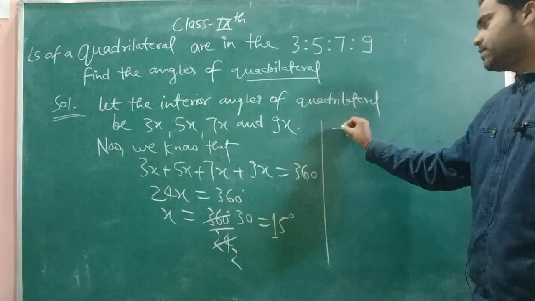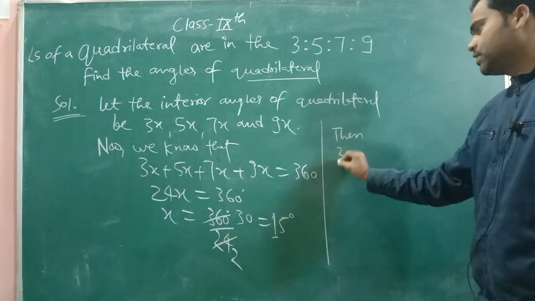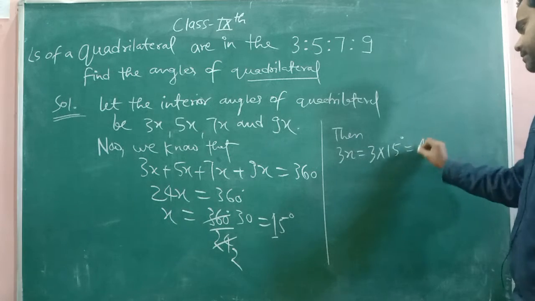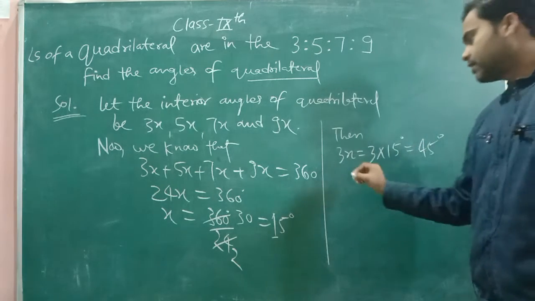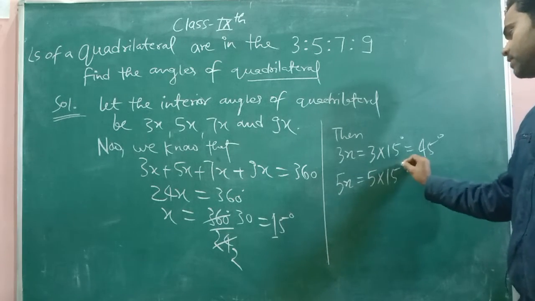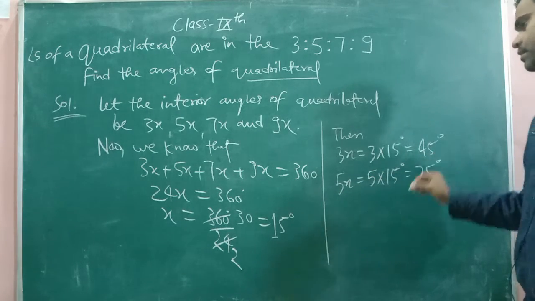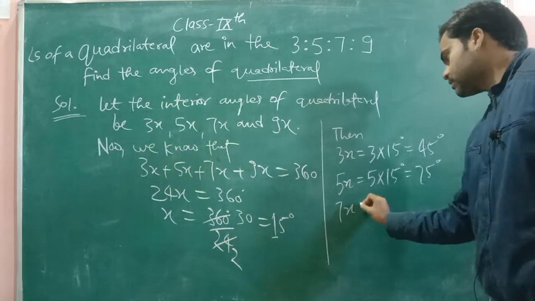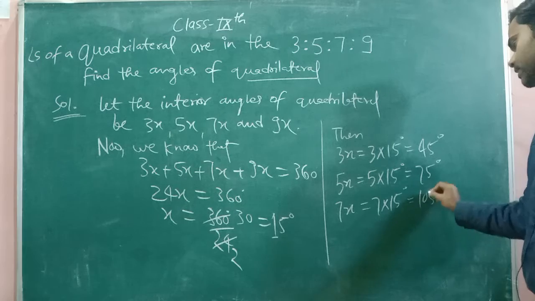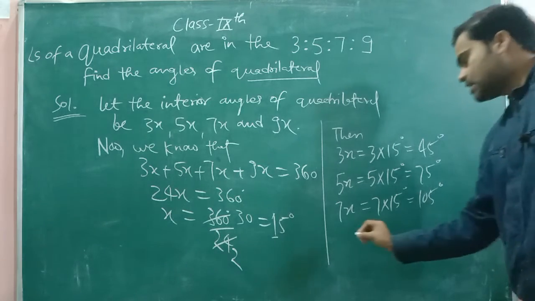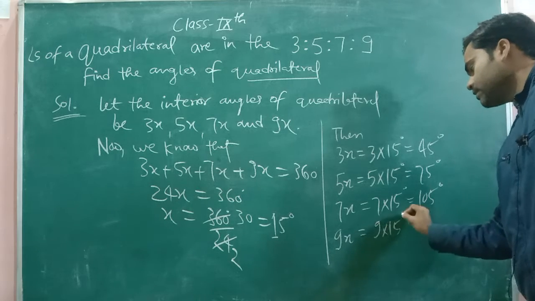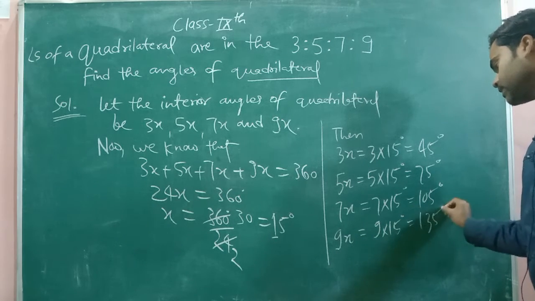X is 15, then 3x is 3 into 15, 45 degrees. 5x is 5 into 15, 75 degrees. 7x is 7 into 15, 105 degrees. And the last angle 9x is 9 into 15, 135 degrees.